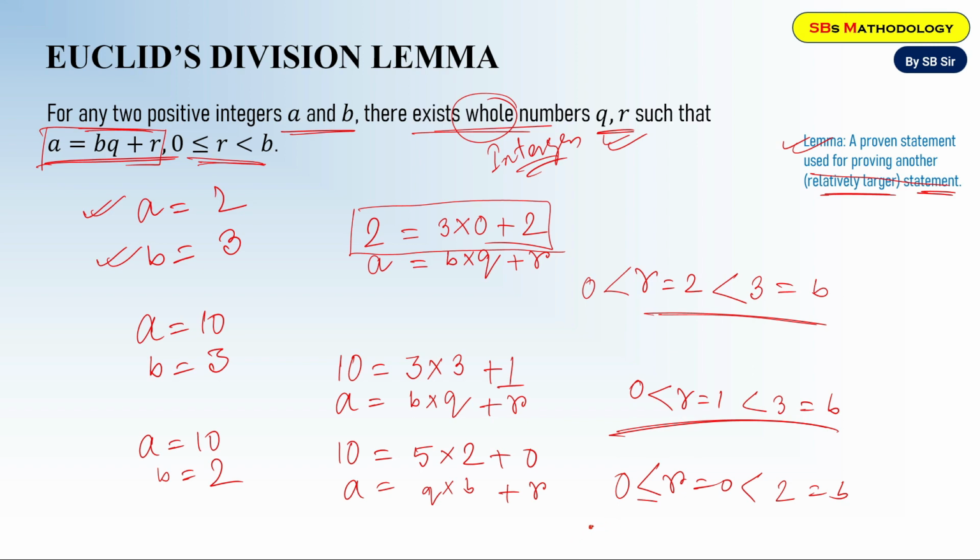So for any two numbers, whether a is smaller or larger than b doesn't matter. Whether a is completely divisible by b or not divisible, that doesn't matter. For any two positive integers a and b, we can write one number in the form bq plus r, where q and r must be whole numbers. Whole numbers means they include 0 and all positive numbers. This is Euclid's division lemma.